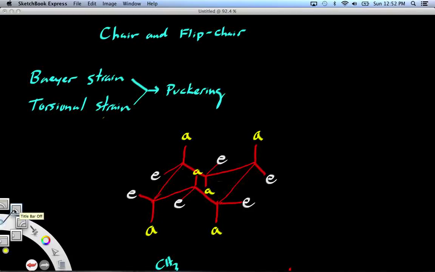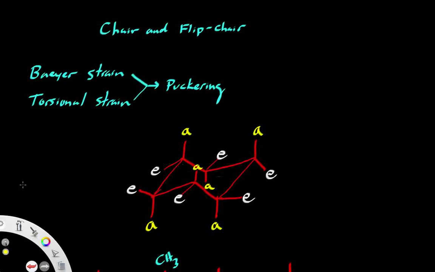This video will be based on a continuation of energetics and stabilization of small rings. So now in this video we will talk about chair and flip chair conformations and how that relates to puckering. Now in our previous video we mentioned that there is Bayer strain and that there is also torsional strain when we are referring to rings, and that puckering actually is able to help reduce that strain and help with stability.